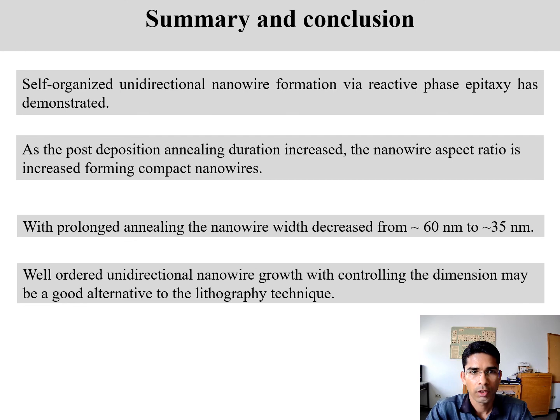So, in summary, I have investigated the self-organized unidirectional nanowire formation by reactive epitaxy. As the post-deposition annealing duration of the cobalt disilicide nanowire is increased, the nanowire aspect ratio is increased, forming a more compact nanowire. With the prolonged annealing, the nanowire width decreases, which leads to the increase of the nanowire aspect ratio. And with this method, we can fabricate well-ordered unidirectional nanowires for controlling the dimension of the nanowire.